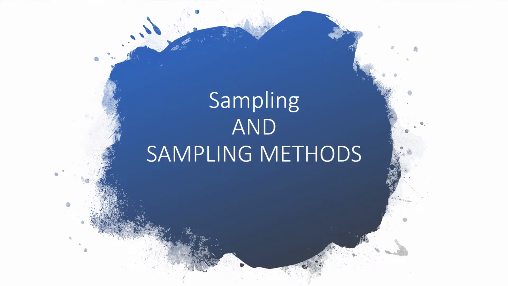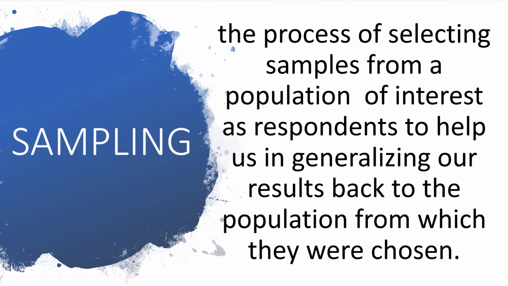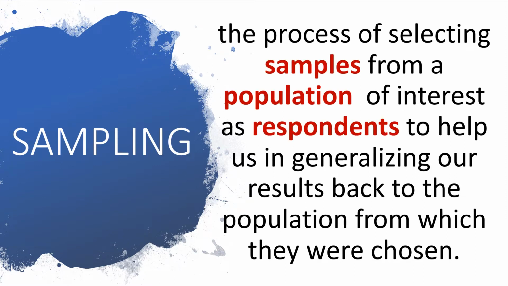Today's lesson focuses on sampling and sampling methods. In research, when we talk about sampling, it is the process of selecting samples from a population of interest as respondents to help us in generalizing our results back to the population from which they were chosen. In the vast majority of research endeavors, the participation of an entire population of interest is not possible, so a smaller group is relied upon for the collection of data.